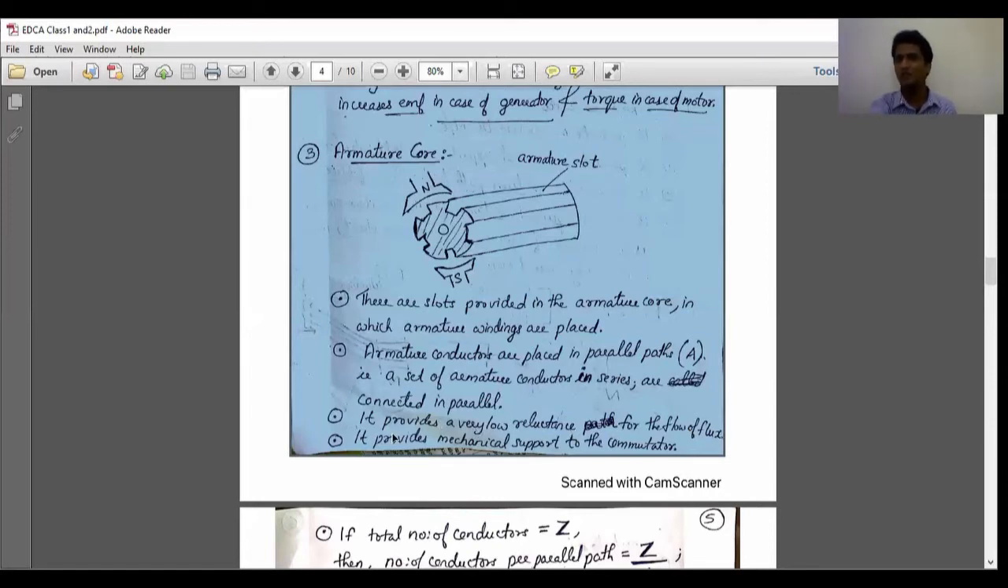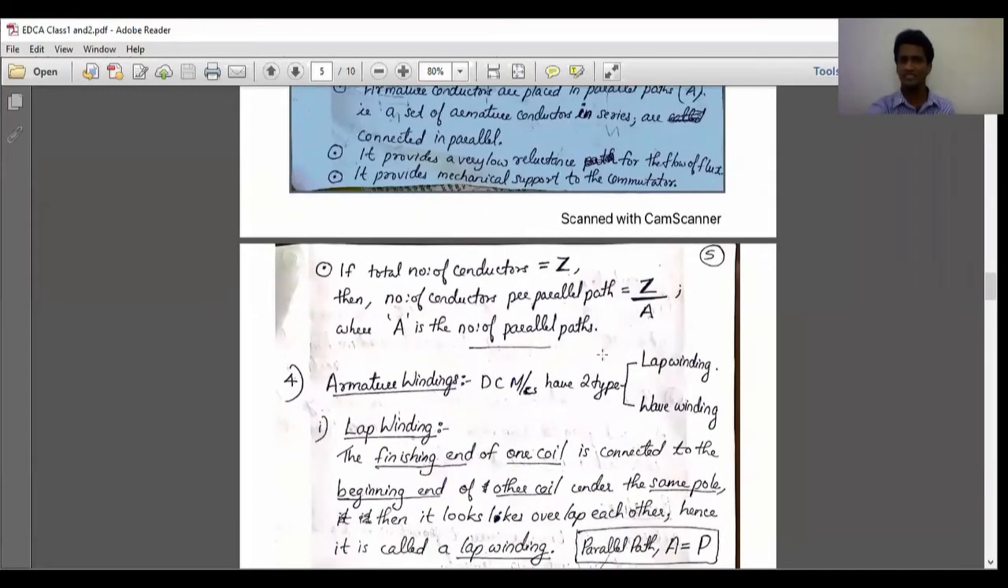And also it provides mechanical support to the commutator. What was commutator? We have already discussed. In case of a DC generator, the output from the armature should be DC, but unfortunately the induced EMF is AC. So we want to convert this AC to DC. That is done by the commutator, which is connected to the end of the armature. So the armature will give mechanical support to this commutator. Clear? And it is just basics.